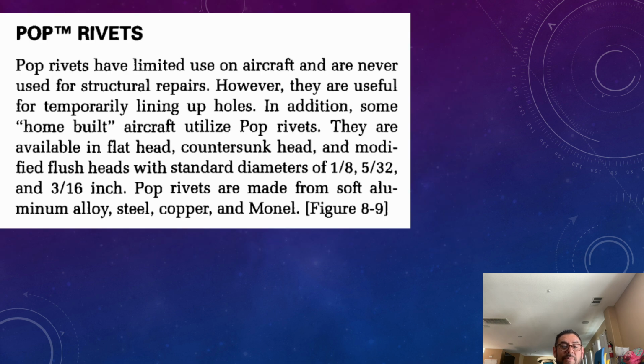There are also pop rivets, but they have limited use on aircraft. They are never used for structural repairs. However, they are useful for temporarily lining up holes. In addition, some home-built aircraft utilize pop rivets. They are available in flat head, countersunk head, and modified flush heads with standard diameters of 1/8, 5/32, and 3/16 inch. Pop rivets are made from soft aluminum alloy, steel, copper, and Monel.